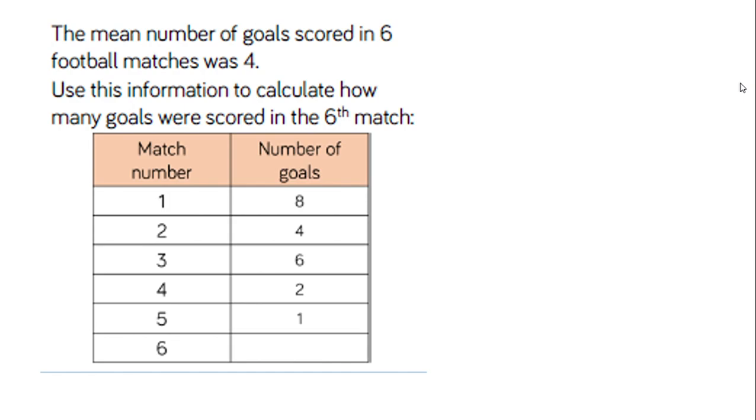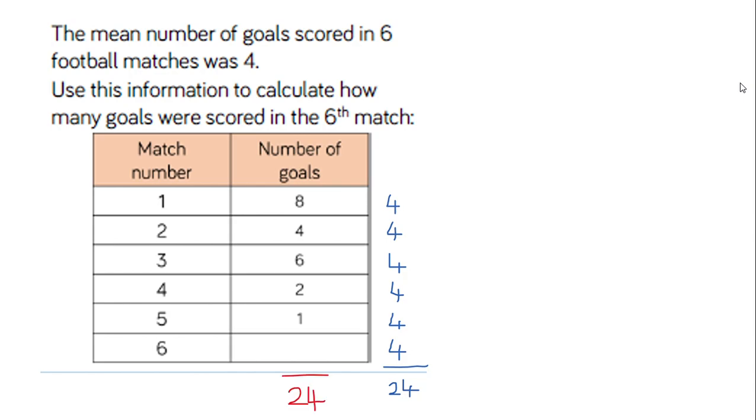Okay, so the mean number of goals scored in 6 football matches was 4. Use this information to calculate how many goals were scored in the 6th match. Okay, so we know that the mean was 4. So what we're going to do is write that information onto the table at the end. If we knew that the mean was 4, then we can work out what the total was. So 6 4s are 24. So then we can see that the number of goals needs to equal 24.